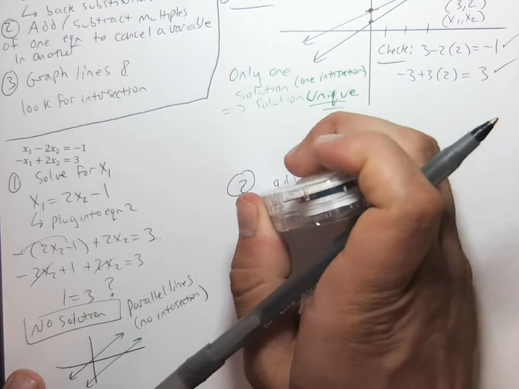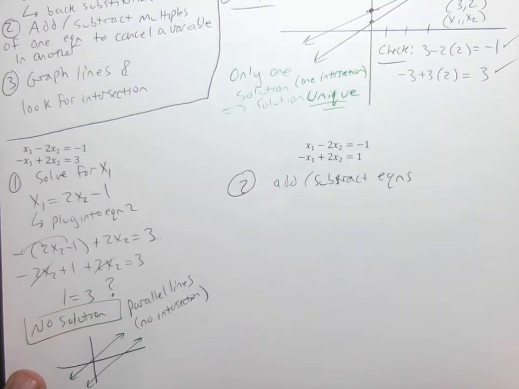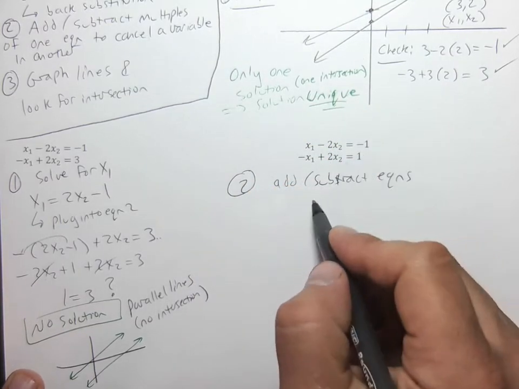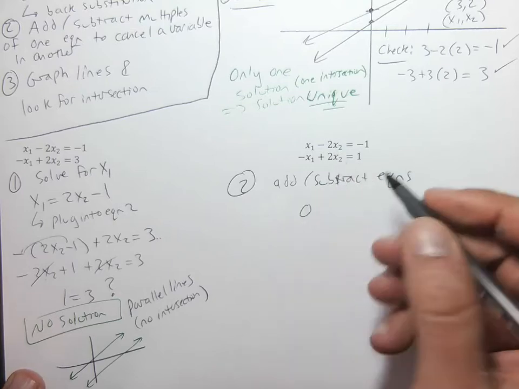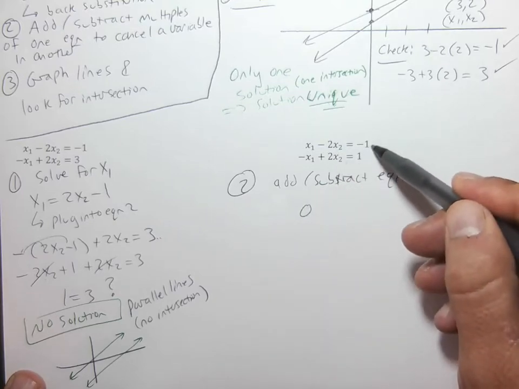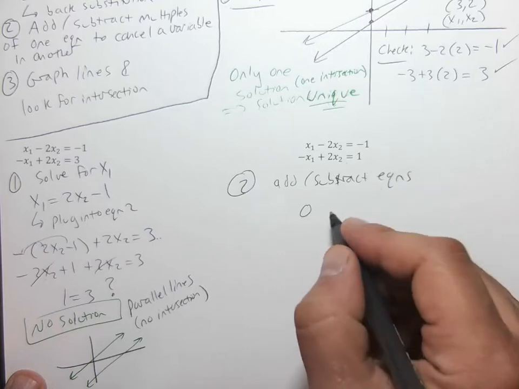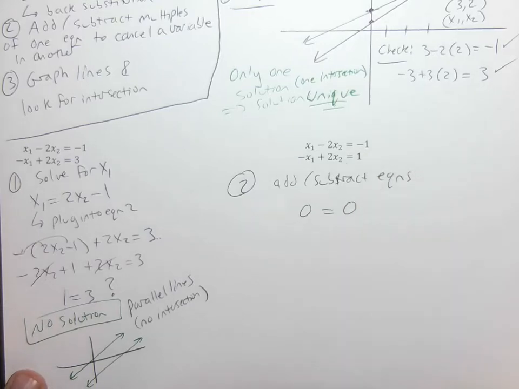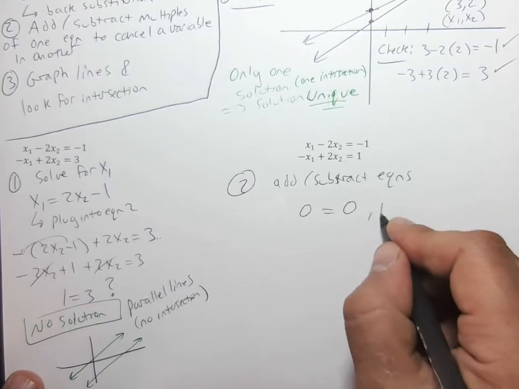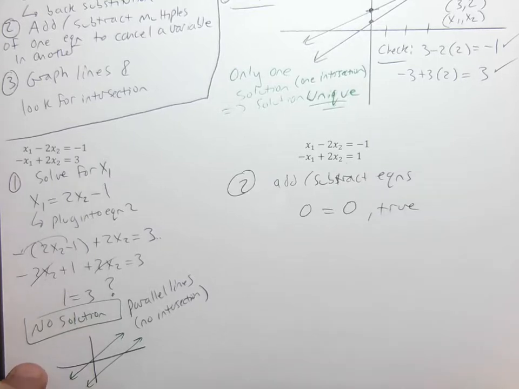So maybe I shouldn't write that. If we add or subtract them, all the variables are going to cancel on the left, and we get 0. But notice what happens on the right. The 1's cancel as well, right? If we add 1 and minus 1, they also cancel. And so we get 0 equals 0. That's a true statement. 0 does equal 0.